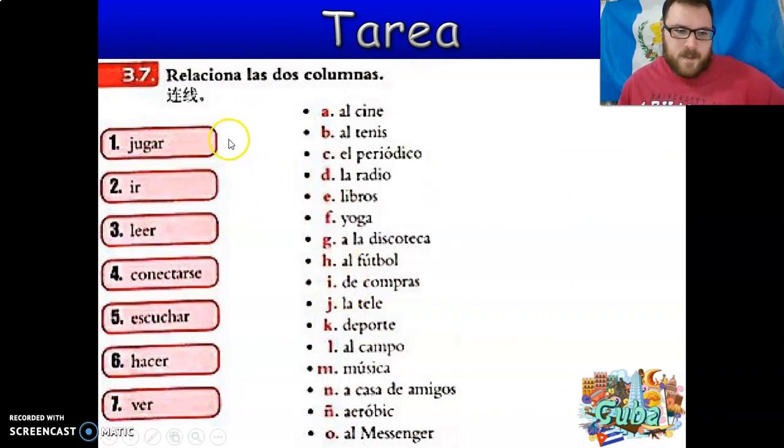So match these columns with these verbs. So jugar, to play, ir, to go, leer, to read, conectarse, to connect oneself to, escuchar, to listen, hacer, to do, ver, to watch. And then you match them. I have covered all of these things in the videos, so there's nothing new. The cinema, tennis, newspaper, radio, books, yoga, discoteca, the club, football, shopping, television, sports, countryside, music, friends' houses, aerobics, and Messenger, Facebook, Twitter, whatever.